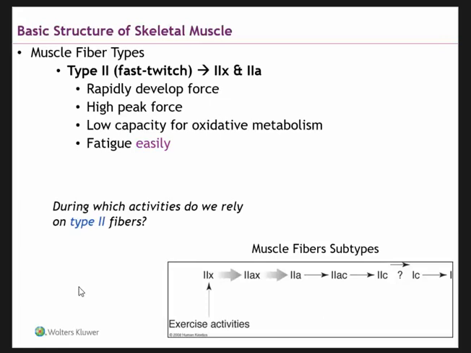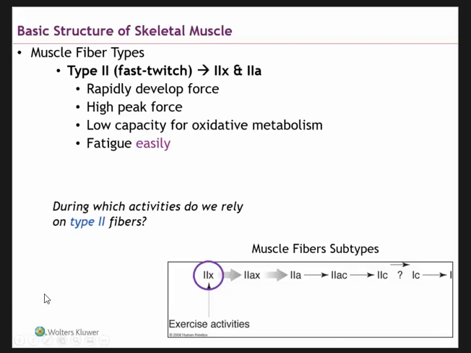Let's look at this picture down here. So this is our type 2X, and this is showing a shift in muscle fiber types. You can see that we actually do have more than just 3 fibers. We have multiple subtypes, but the main fibers are the X, the A, and the 1. So what is this picture showing?